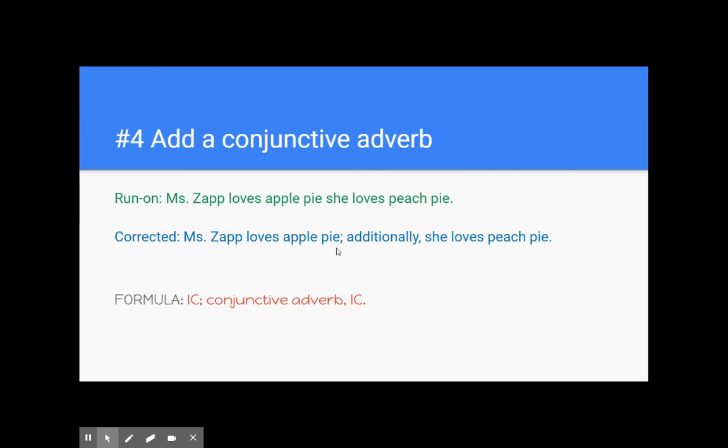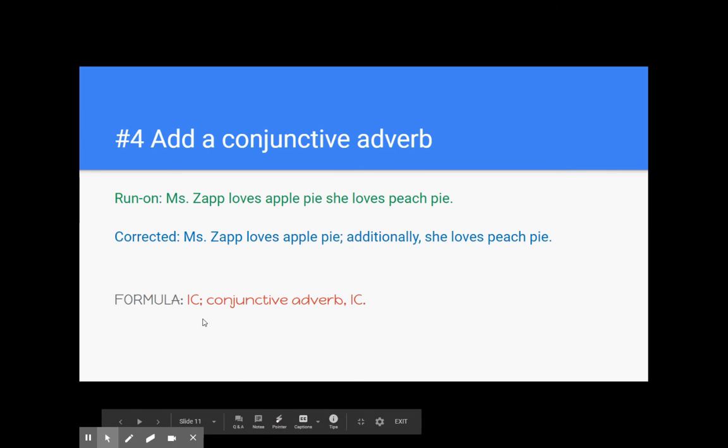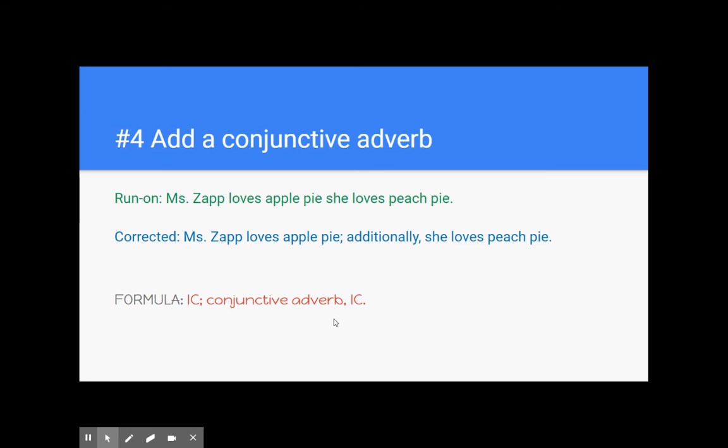When you do that, the punctuation gets a little tricky. So you have to use a semicolon before your conjunctive adverb and then a comma after your conjunctive adverb. So here, Ms. Zapp loves apple pie, right? That's my first independent clause. Then I throw in my semicolon. Again, I can only use these because my next clause is connected to it. It's related. Additionally, comma, she loves peach pie. So our formula there, independent clause, semicolon, conjunctive adverb, comma, independent clause, period.